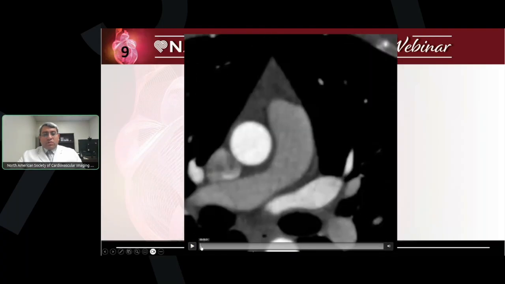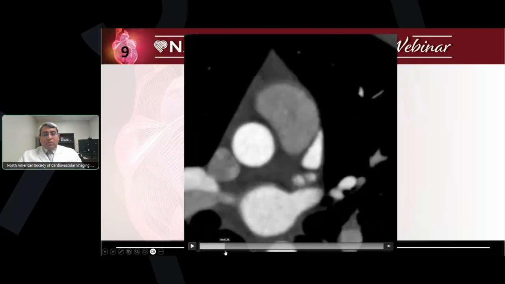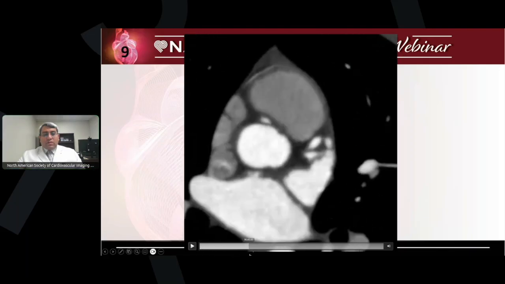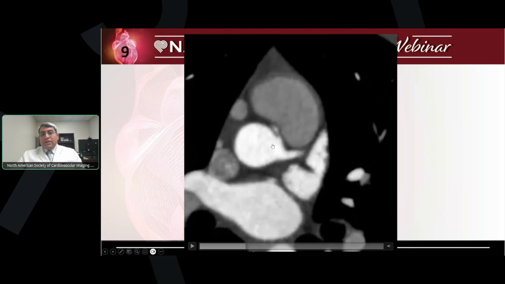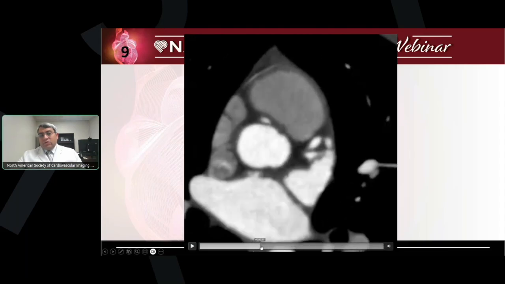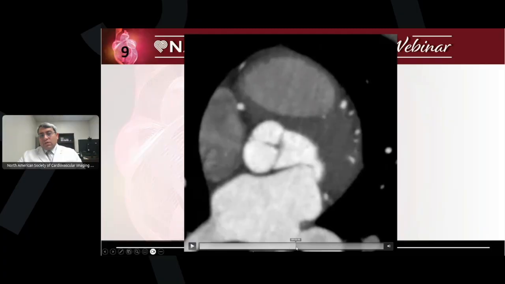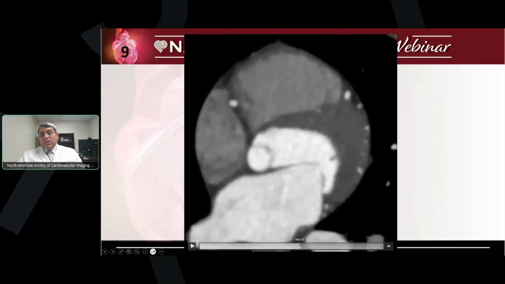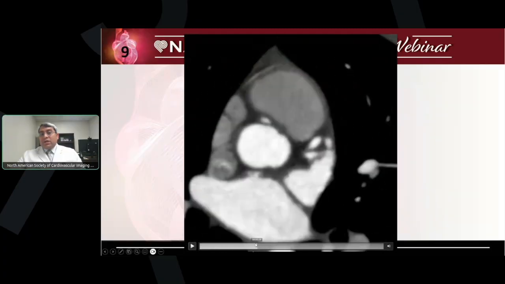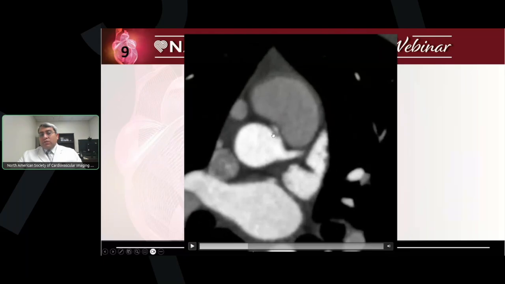And this can show you more about this. See how it has some intramural part. Some of the course is intramural and slit-like, and then it goes to its normal course. So sometimes to treat this, if it's symptomatic, they can do deroofing or unroofing.